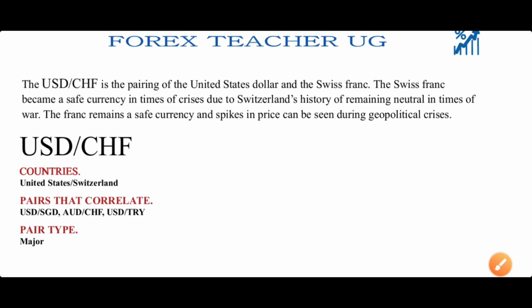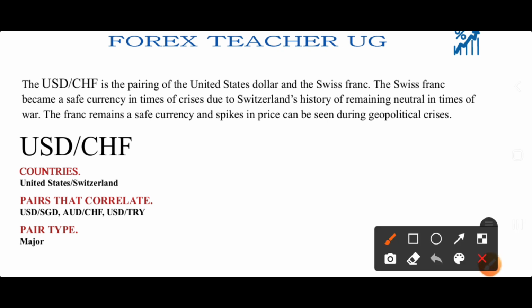So we have the United States dollar against the Swiss franc, CHF. Let's look at this here. The Swiss franc became a safe currency in times of crisis because Switzerland is actually one of the safest countries to ever live in, if you didn't know.